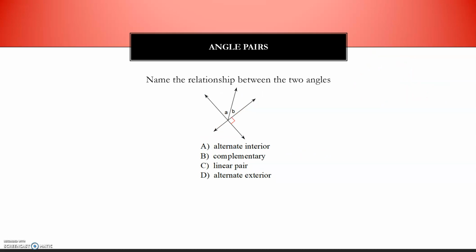The last one here that we have for multiple choice is complementary. Complementary, remember, those are angles that sum to 90 degrees. And we know that these will sum to 90 degrees because we have a 90 here. That's that right angle symbol. And if I have one right angle, I have another one right next to it.